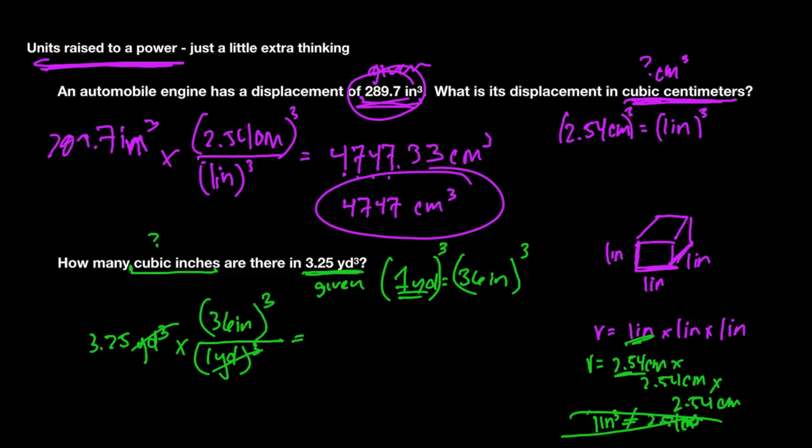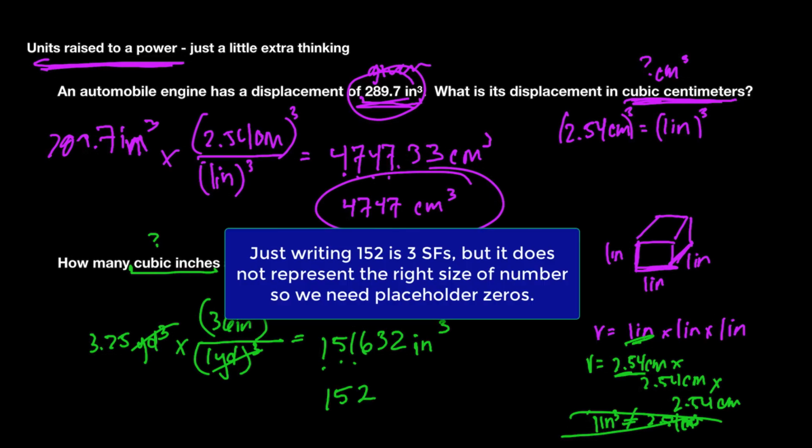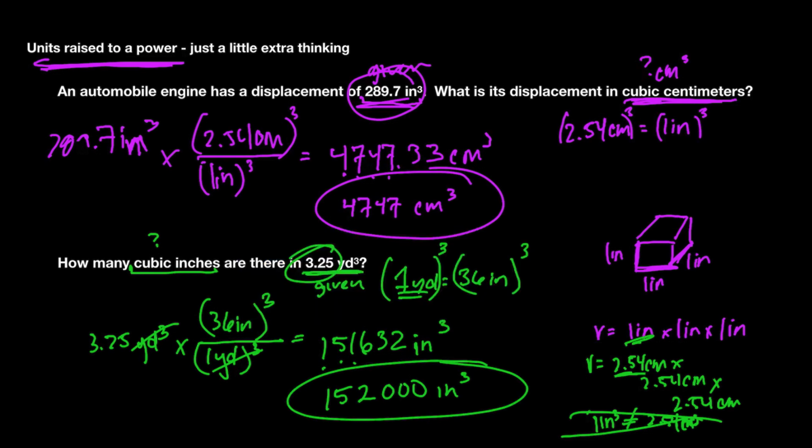Yards cubed cancels. And then I just have to remember to take my 36 and actually cube it, and then multiply it by my 3.25, which is going to give us this. And we will cut it to 3 sig figs, so 152,000 inches cubed. Yes? Makes sense?